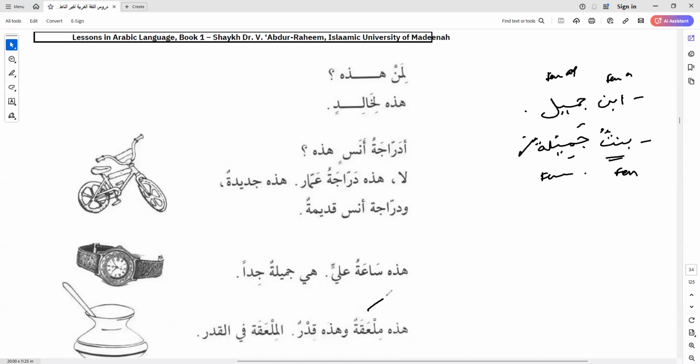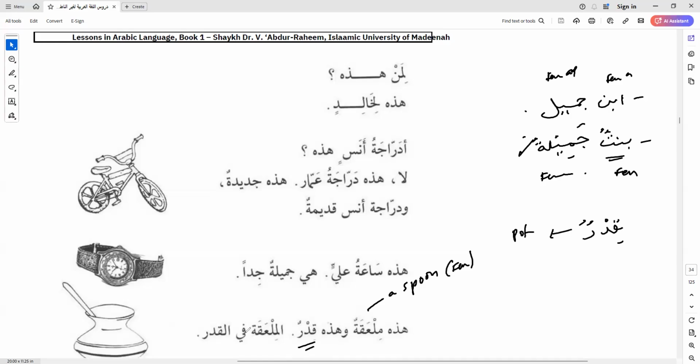هذه ملعقة. ملعقة is a spoon. Now, as you can see, ملعقة has تاء مربوطة at the end. So it's considered what? Feminine. It's a feminine object. So you have to say هذه ملعقة وهذه قدر. قدر is a pot. So you can see that وهذه قدر. قدر doesn't have any تاء مربوطة at the end, but it's classified as feminine from the Arabic perspective because it's used to cook something warm.